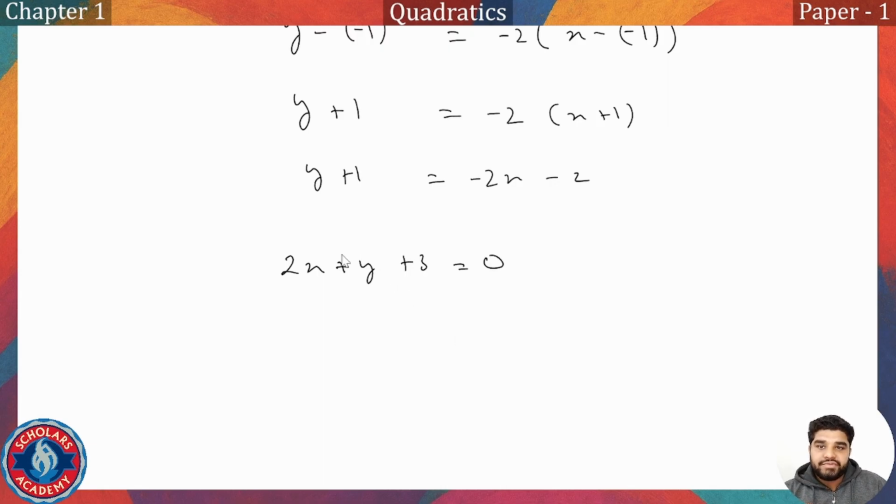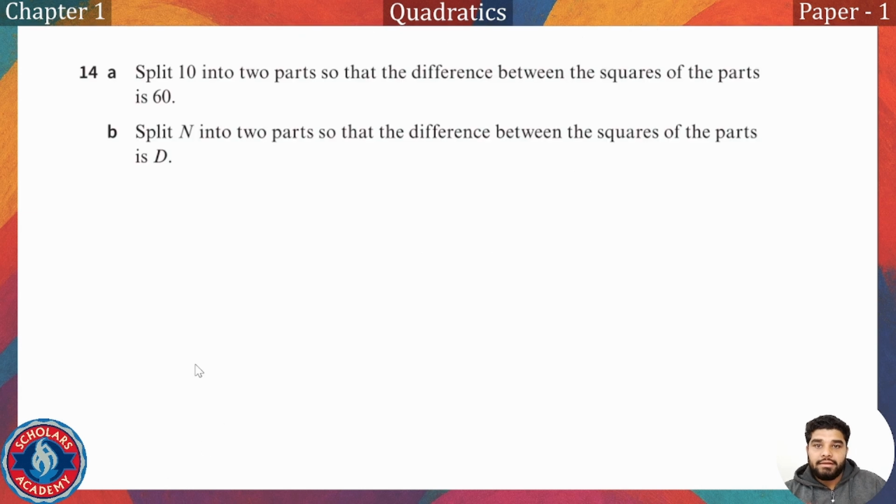All right, let's move forward. Okay, question number 14, part number A. Split 10 into two parts so that the difference between the squares of the parts is 60.